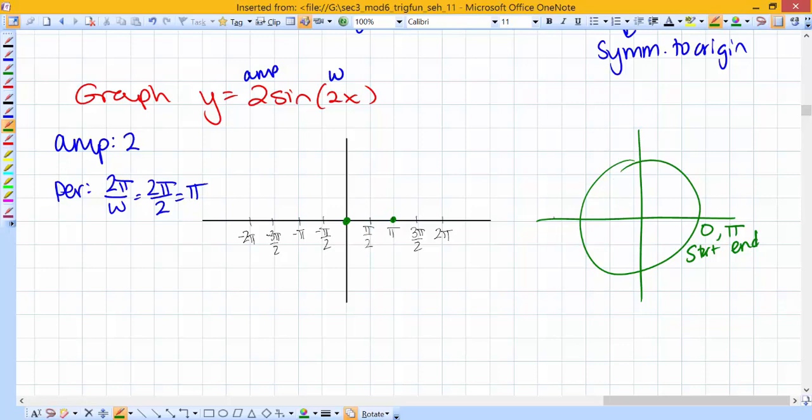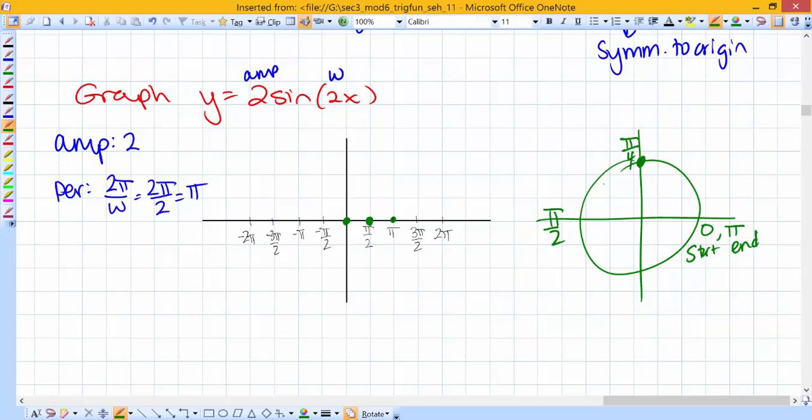So half of pi is pi over 2. So we're changing the look of this circle now. So pi over 2, what's its height? 0. What is half of pi over 2? Pi over 4. And that's when we meet our maximum radius, which is the amplitude.